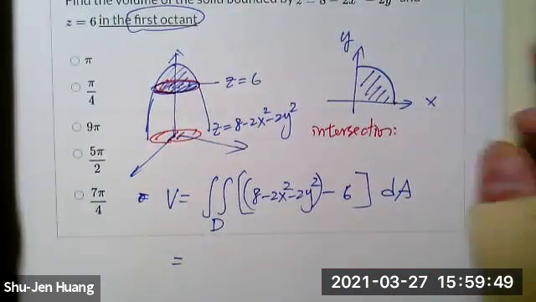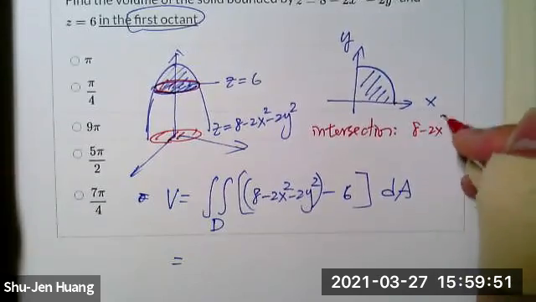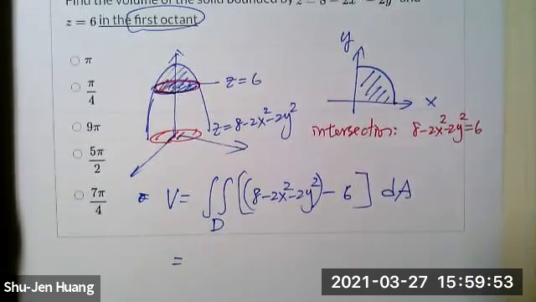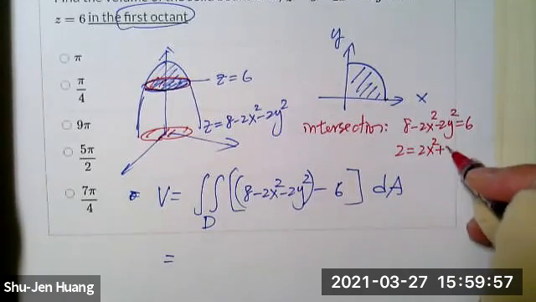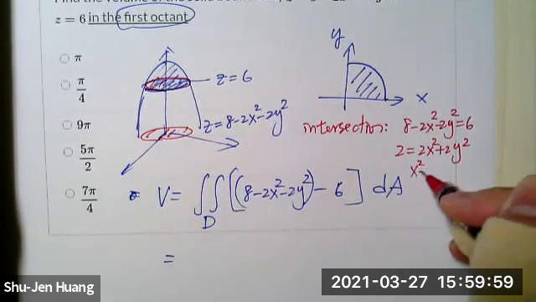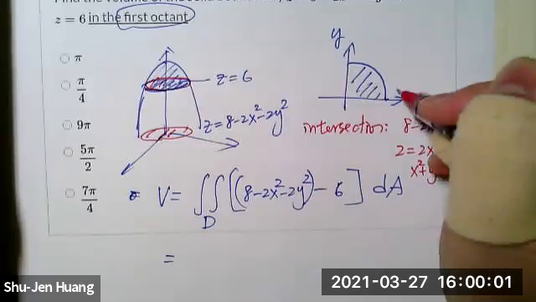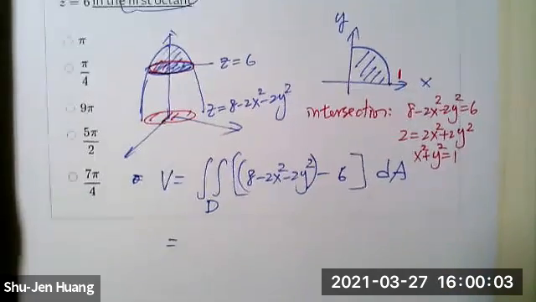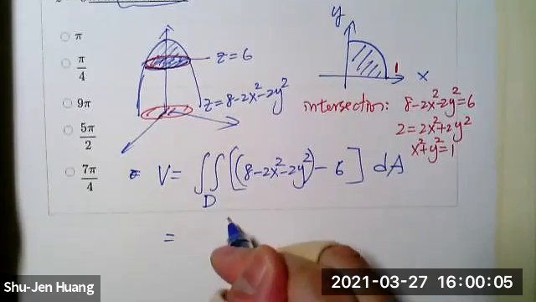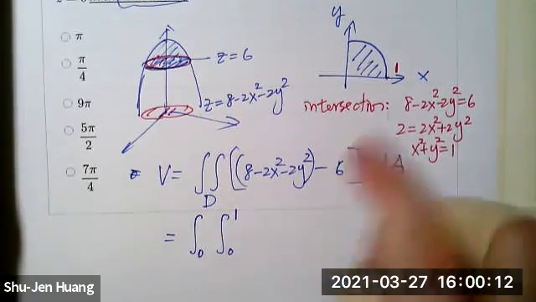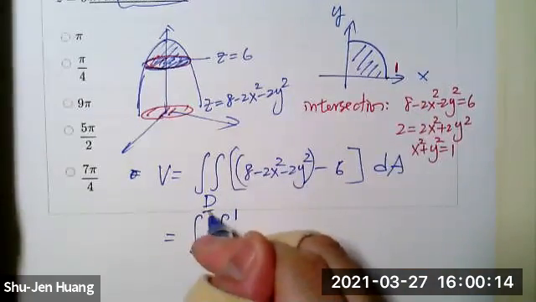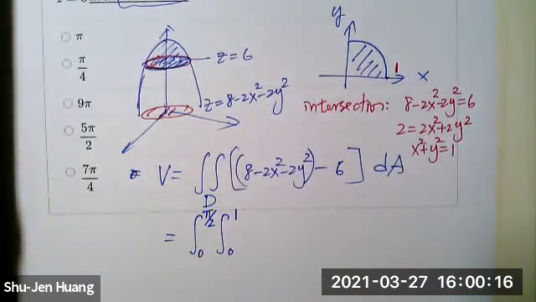Okay, so we set them equal to each other, and we get 2 equals 2x squared plus 2y squared. So x squared plus y squared equals 1. So this is a unit circle, r equals 1. So r is from 0 to 1, and theta is only in the first quadrant, so up to pi over 2 here.